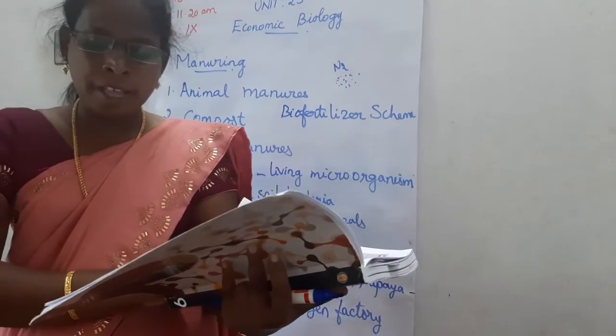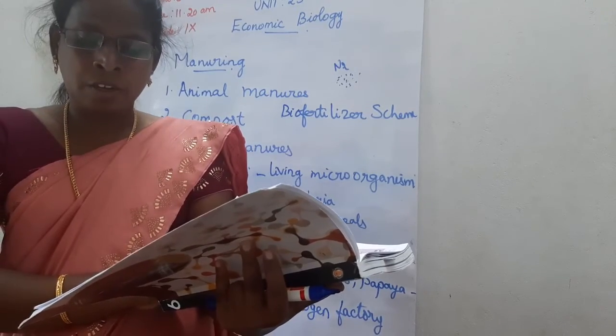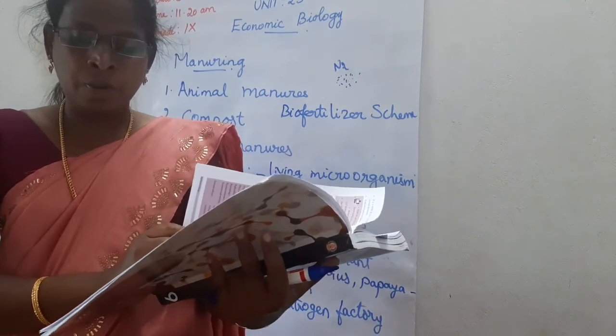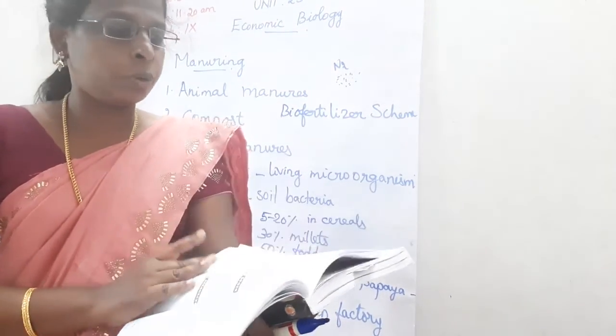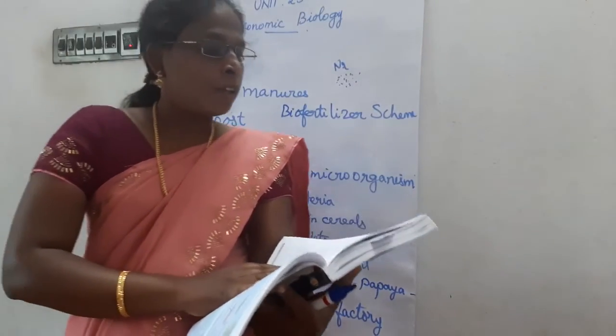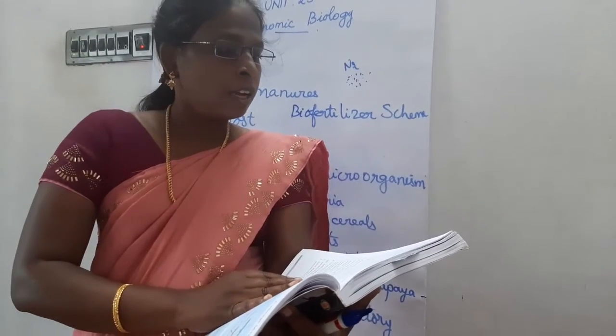Then fifth one, sheep manure contains higher nutrients than farmyard manure. True. Then Roman letter 4, differentiate the following.